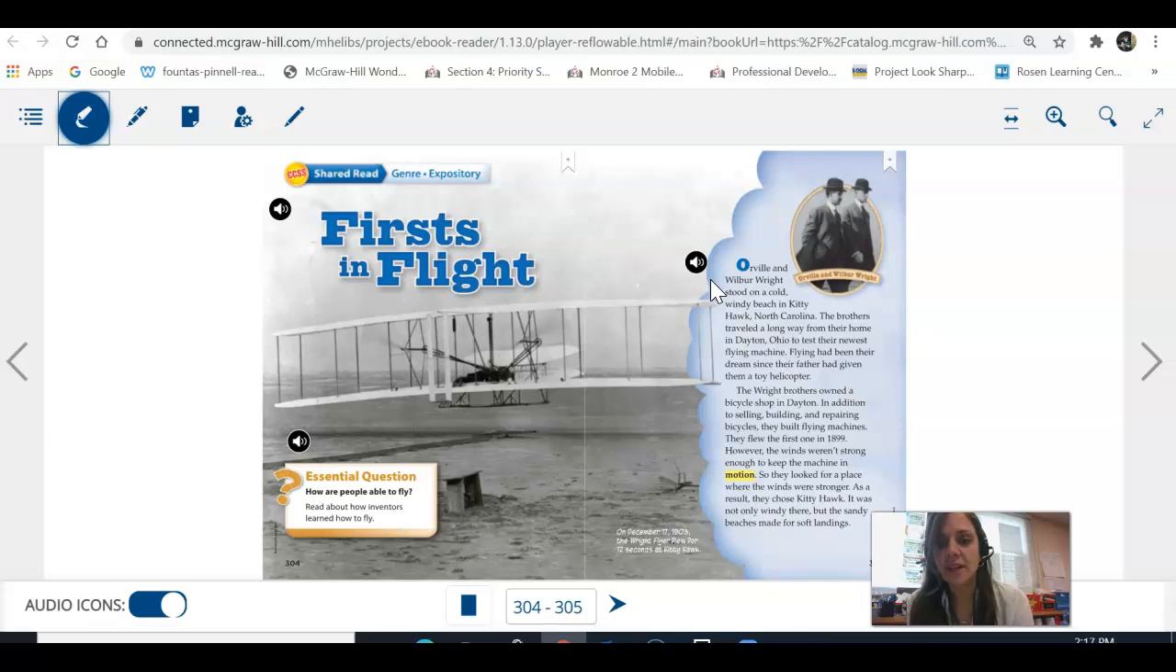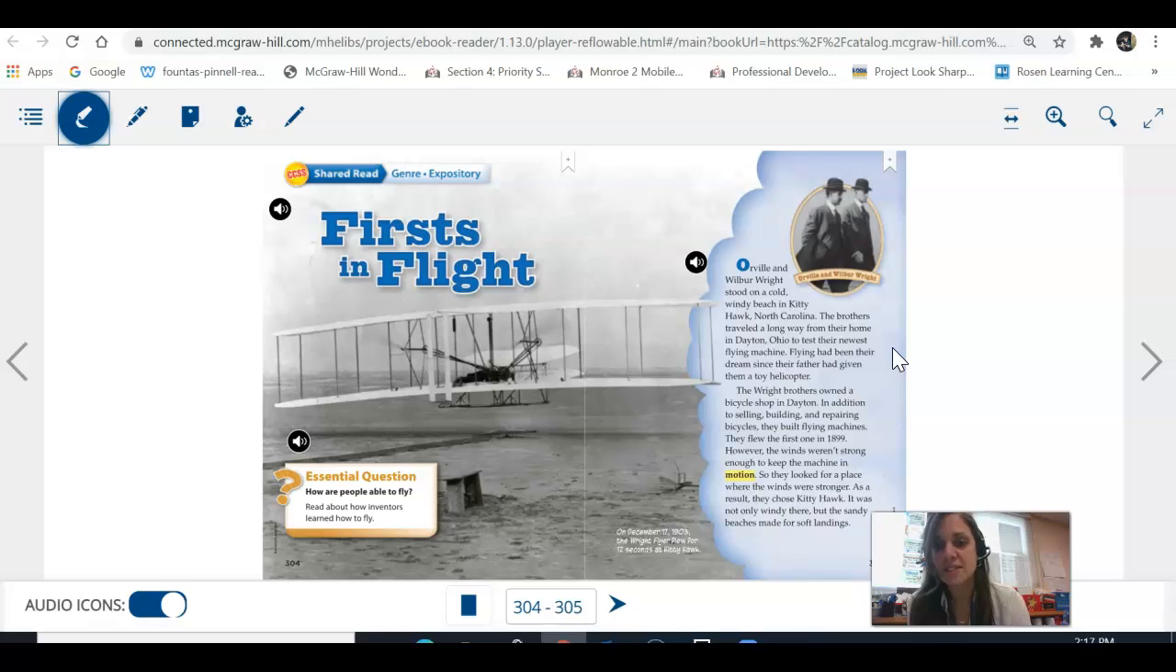Orville and Wilbur Wright stood in a cold, windy beach in Kitty Hawk, North Carolina. The brothers traveled a long way from their home in Dayton, Ohio, to test their newest flying machine. So we just used our expository text features and made a prediction that Orville and Wilbur Wright have created one of the first planes. And right here in the paragraph, the author tells us that they are going to test their newest flying machine. We just confirmed our prediction.